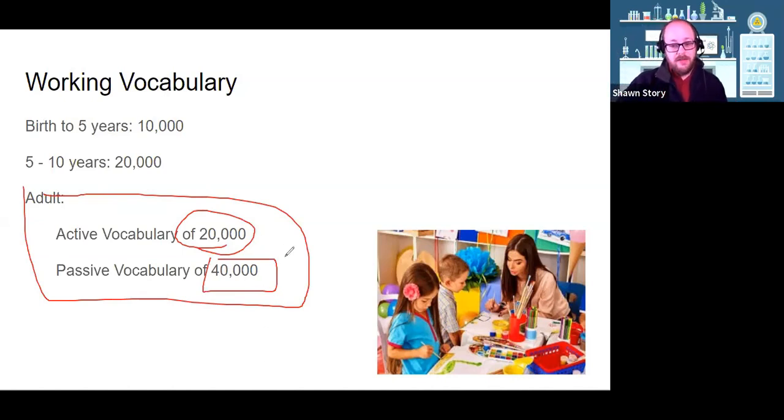So an average adult has a vocabulary between 20 to 40,000. And again, a quarter of that, 25% of what you know, you picked up before you even made it to kindergarten. Think about that.